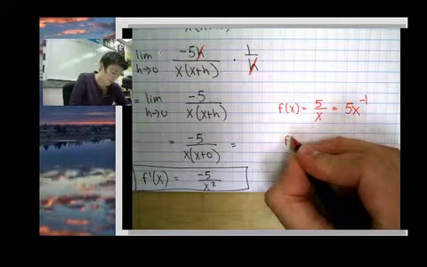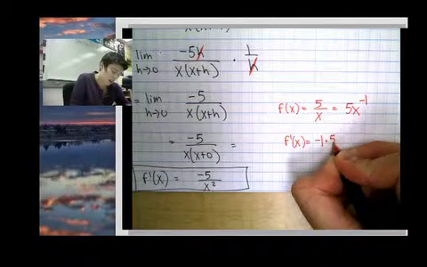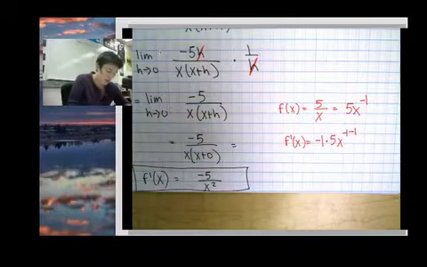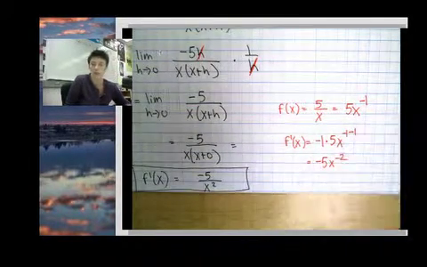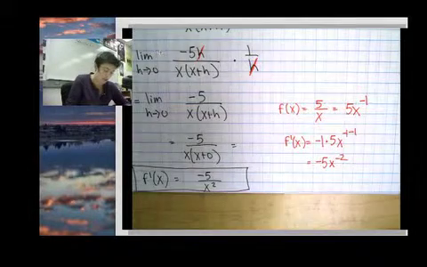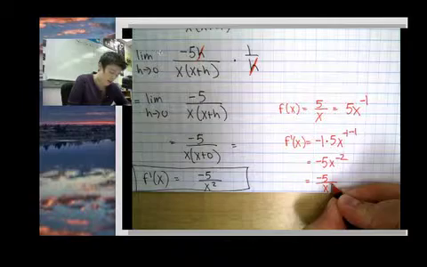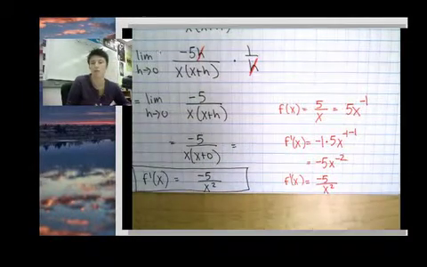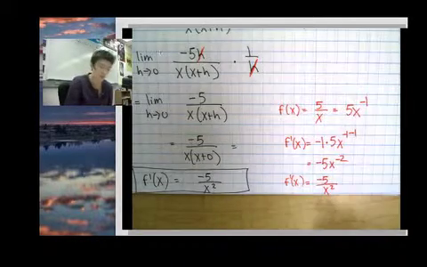So f prime of x equals negative 1 times 5x to the negative 1 power, and then subtract 1. Do the power rule, which is negative 5x to the negative 2 power. And we don't like negative powers, so we move it down, and we say it's negative 5 over x to the 2 power. The exact same answer we just got. So I know I did my limit process right. Now that you know the power rule, you can pretty much check all your answers just like this.